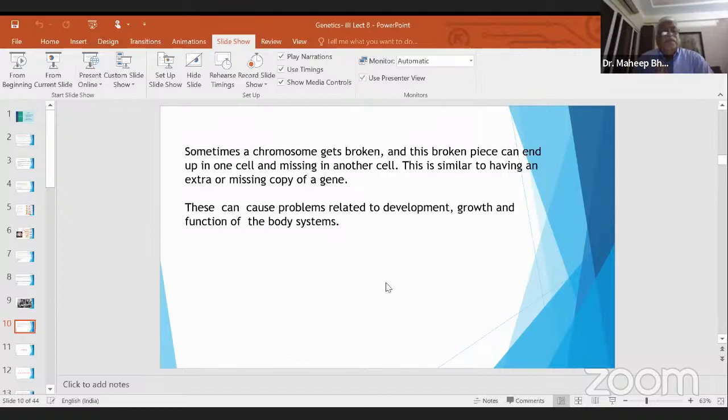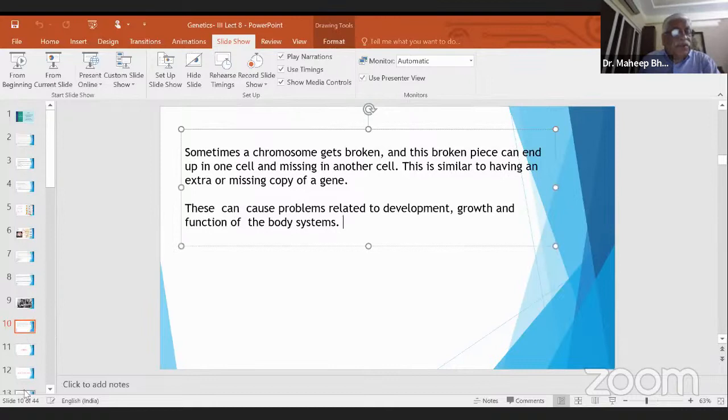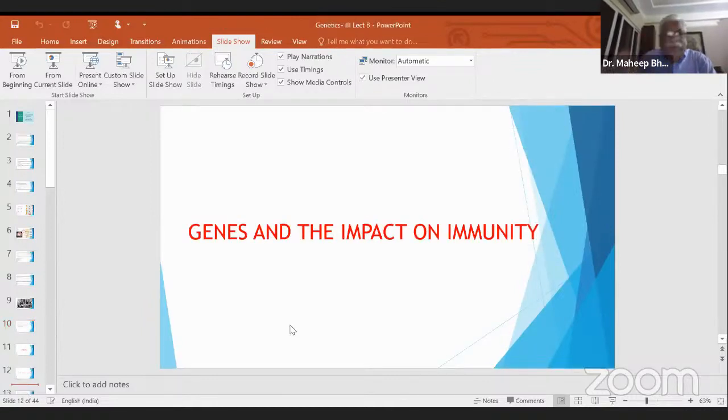And if this extra or missing copy of the gene is present, that can also cause the developmental diseases which I named earlier. So these types of problems, mutations, broken chromosomes, or exposure to environmental conditions can affect the development, growth, and functions of the body systems. So I'll just end it here because the immunity part is more important.